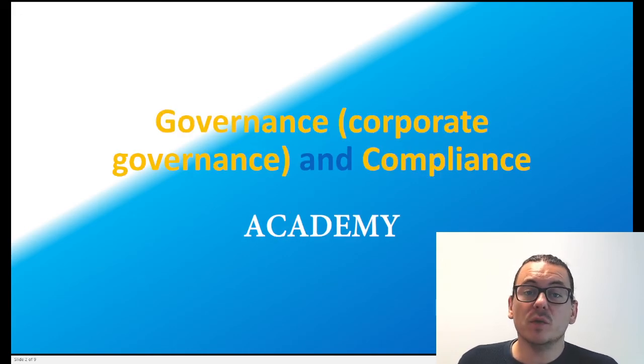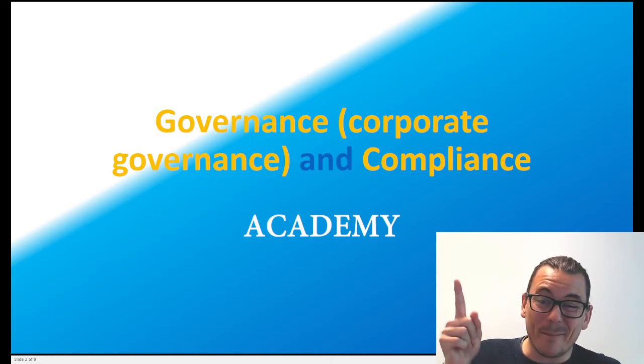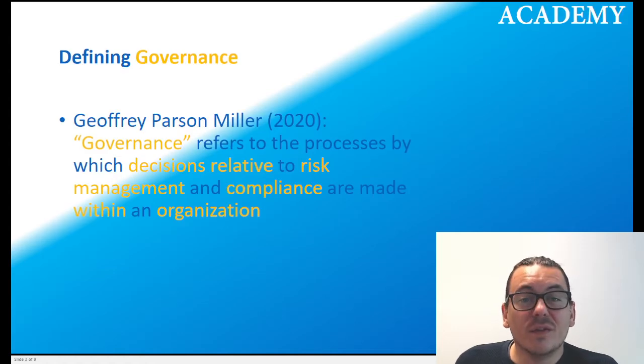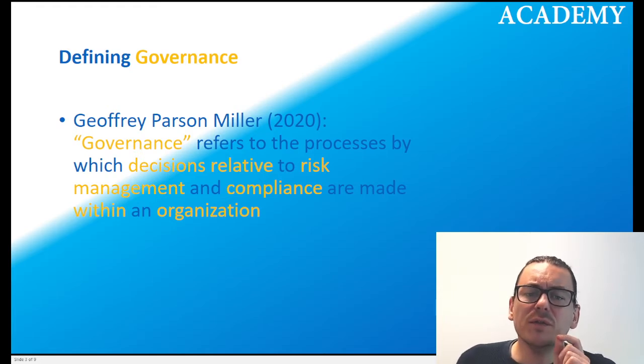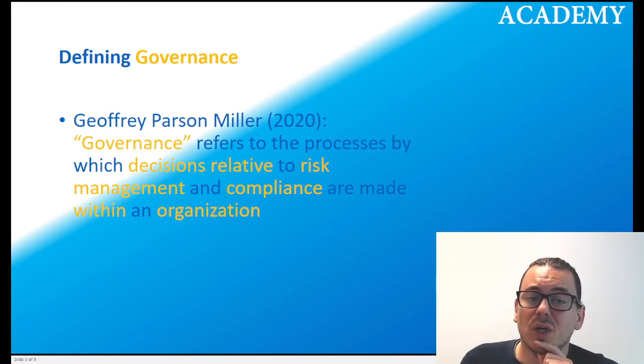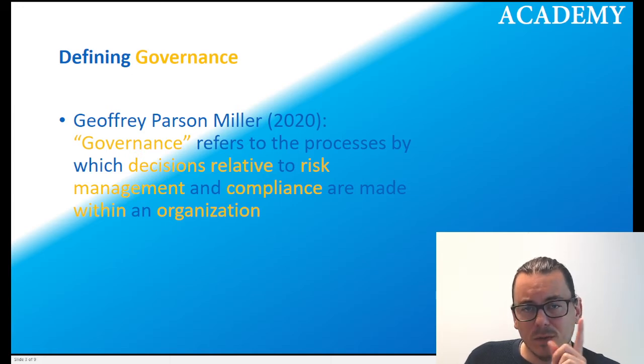In this video, I'm going to talk about governance and compliance, more specifically, corporate governance and dynamic compliance. So what is governance? Jeffrey Parson Miller defines governance in his excellent book from 2020 as: governance refers to the processes by which decisions relative to risk management and compliance are made within an organization. So the behavior of a company is the result of governance. That is really interesting because that will be relevant in terms of dynamic compliance.